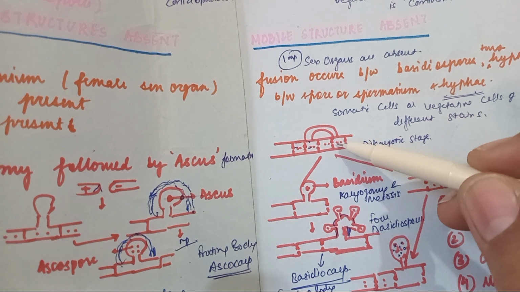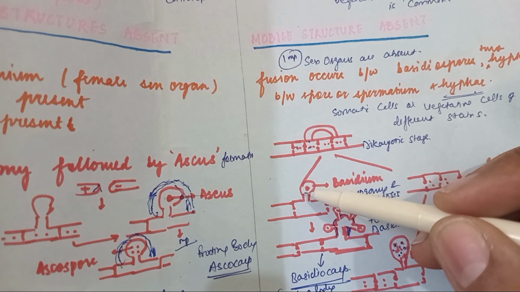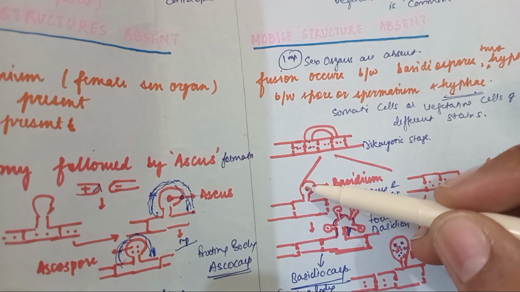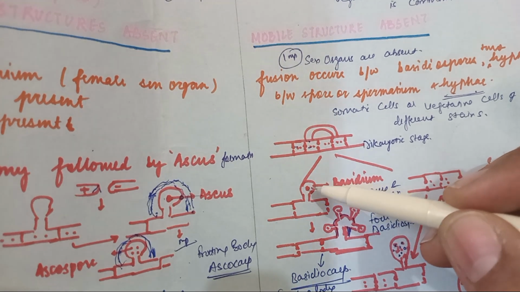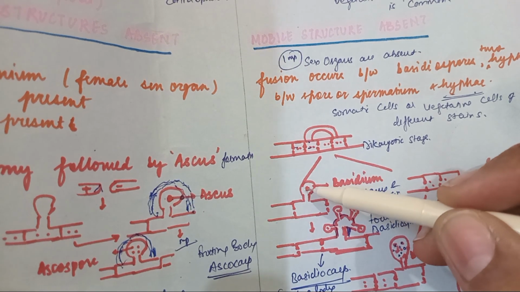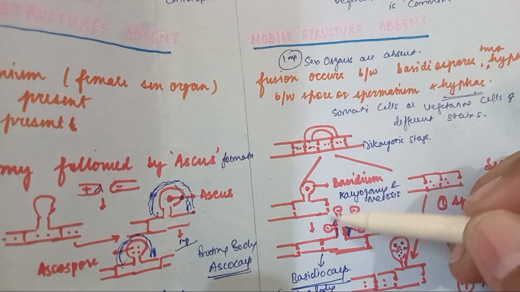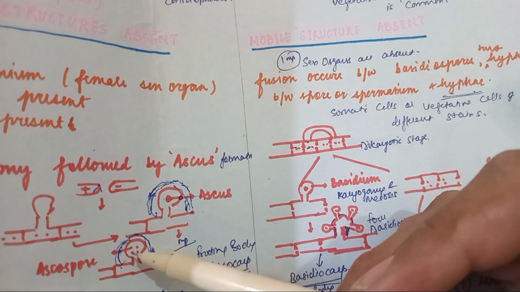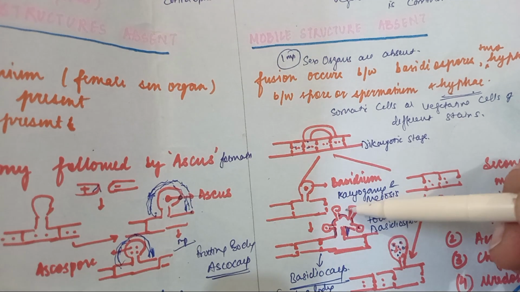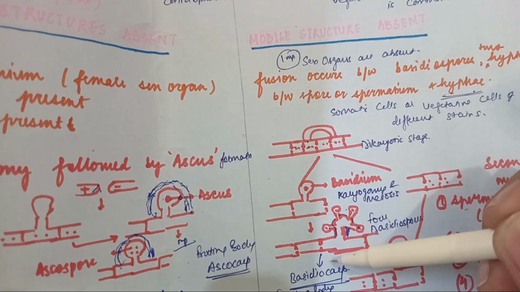From this dikaryotic stage, a structure called the basidium appears. Then the two nuclei will shift and fuse. Karyogamy will occur in the basidium. On the basidium, the four basidiospores will be produced exogenously. Here they were endogenous; here these are exogenous spores. The four basidiospores are produced on the basidium and the fruiting body is called the basidiocarp.